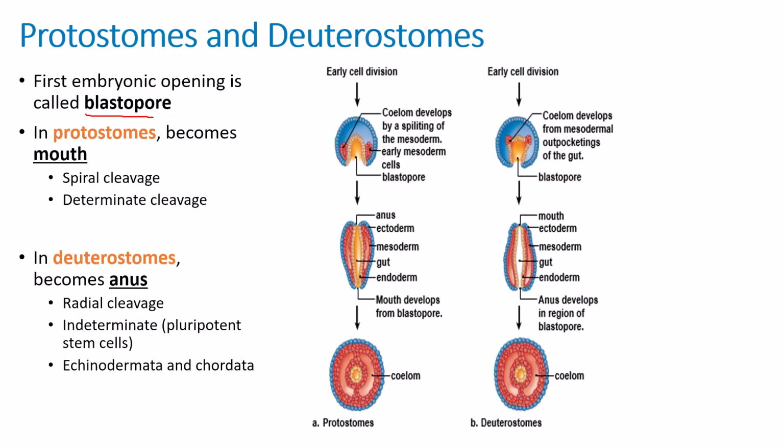So we can divide animals into groups based on what that blastopore becomes. So in protostomes, that blastopore becomes the mouth. The mouth develops from the blastopore. And in deuterostomes, that blastopore develops into the anus.